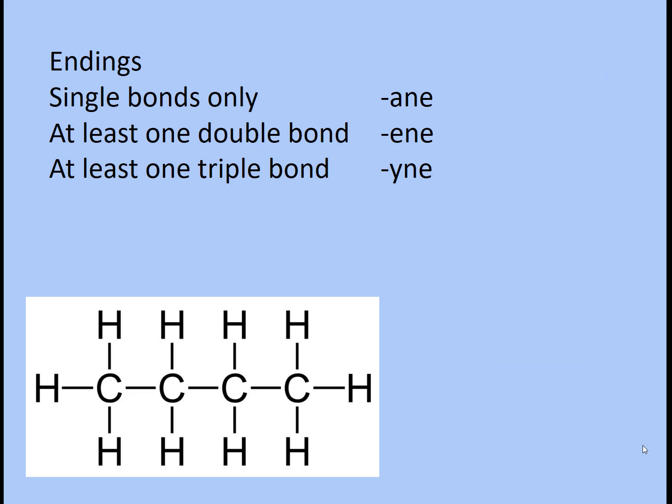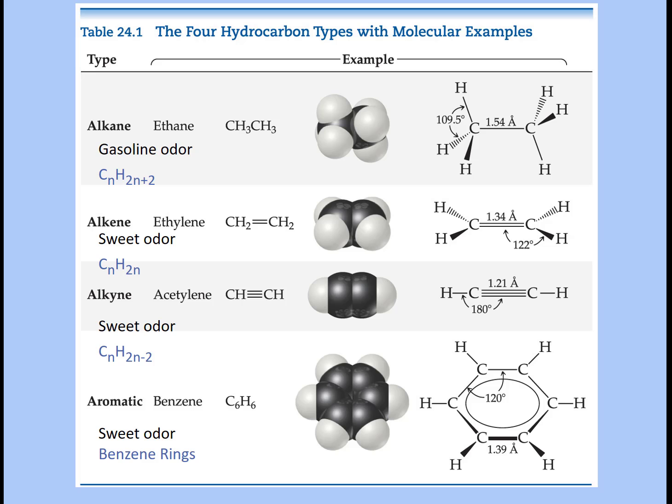So we've already gone over this. Single bonds end in ane, at least 1 double bond in ene, and then 1 triple bond, yne. This just goes through and shows some of the characteristics. So ethane has kind of a gasoline odor. Alkenes, they have a sweet odor. So do alkynes. And these benzene rings, they also smell sweet.